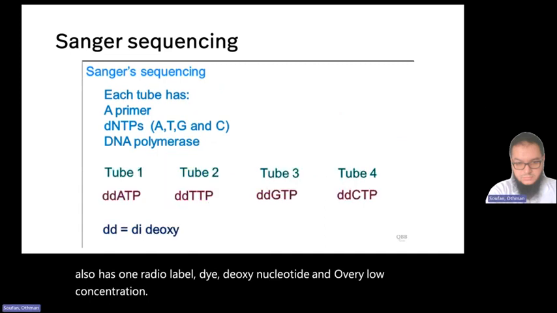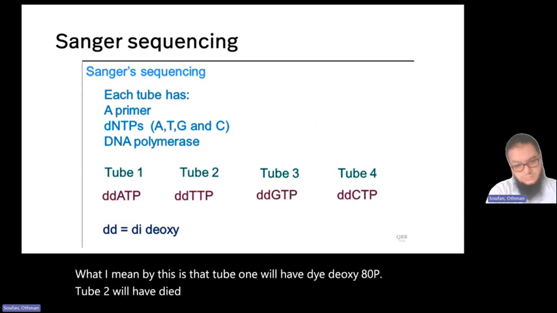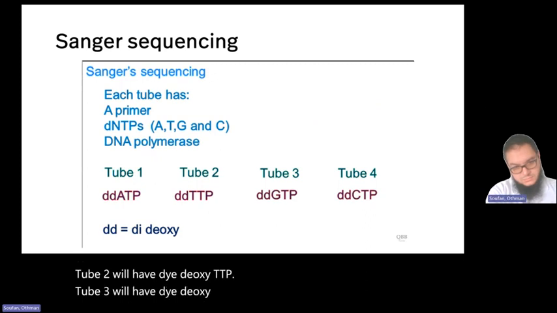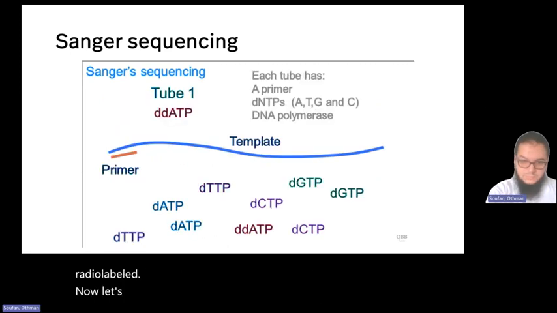What I mean by this is that tube 1 will have dideoxy ATP, tube 2 will have dideoxy TTP, tube 3 will have dideoxy GTP, and tube 4 will have dideoxy CTP at a very low concentration, and all of them will be radiolabeled. Now let's see what happens in tube 1.